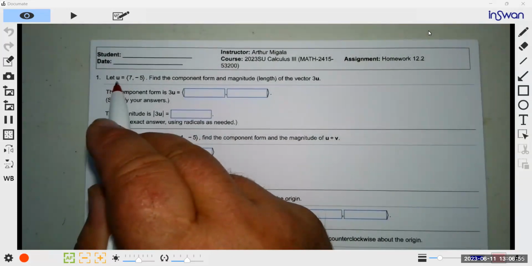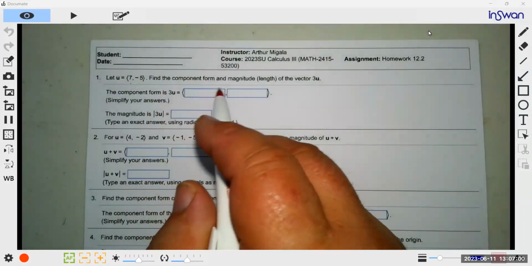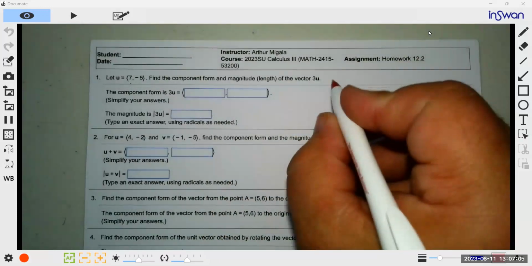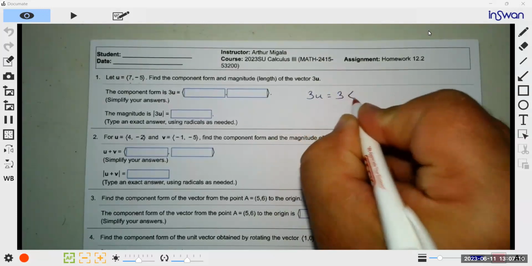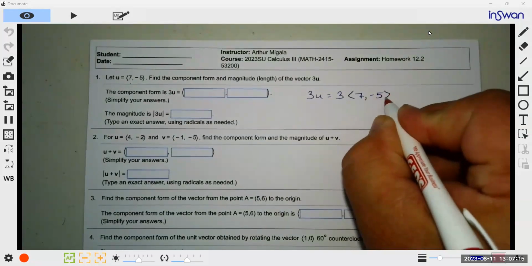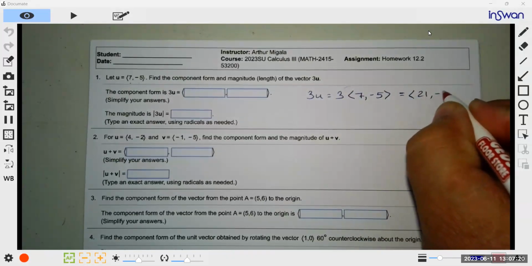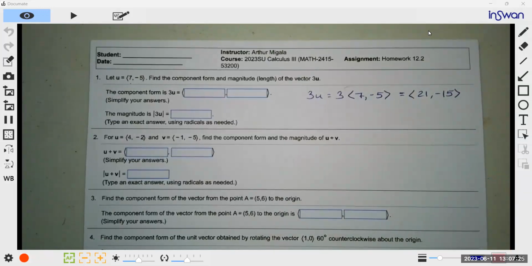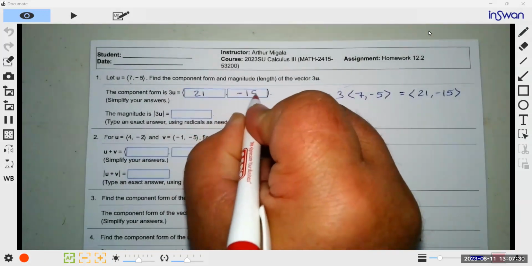Let vector u equal the components 7, -5. Find the component form and magnitude (length) of the vector 3u. 3u means 3 times 7, -5, which means just distribute, so it's 21, -15. So that's the first one. We have 21 in here, -15 in there.